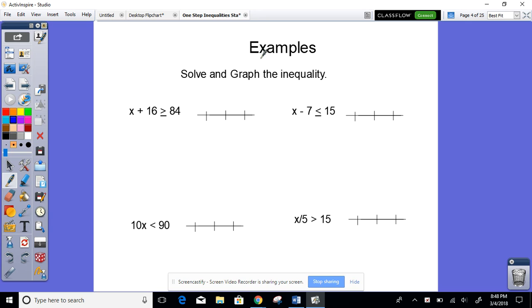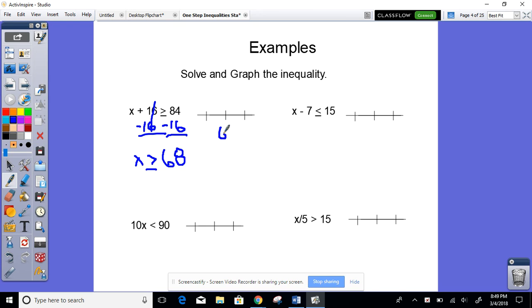I want to use the inverse. So I'm going to do minus 16. What I do to one side, I have to do to the other side. So now this is 84 minus 16. 84 minus 16 is 68. So it's going to be x is greater than or equal to 68.